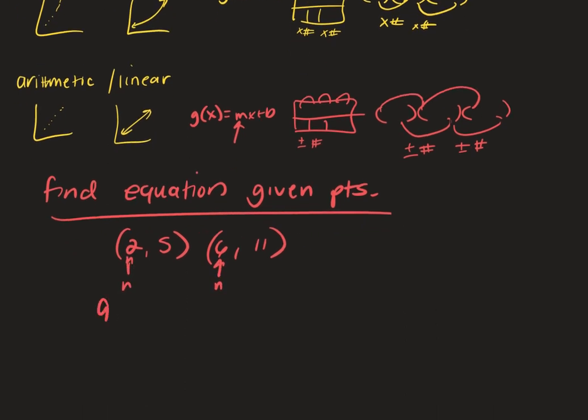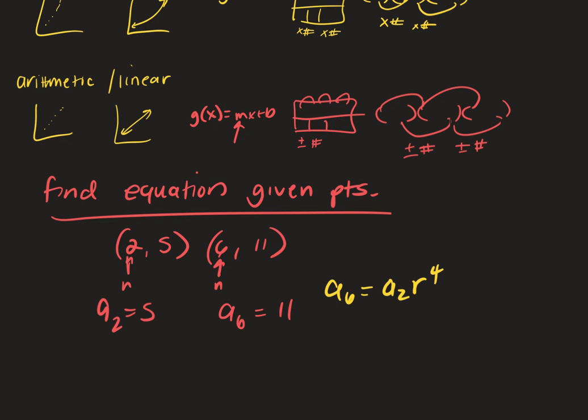So A2 is really 5, A6 is really 11, and then you have to do what we just did on the last geometric thing, where you'd have to do A6 equals A2 R to the 4 to find your R, and then you have to find your equation.